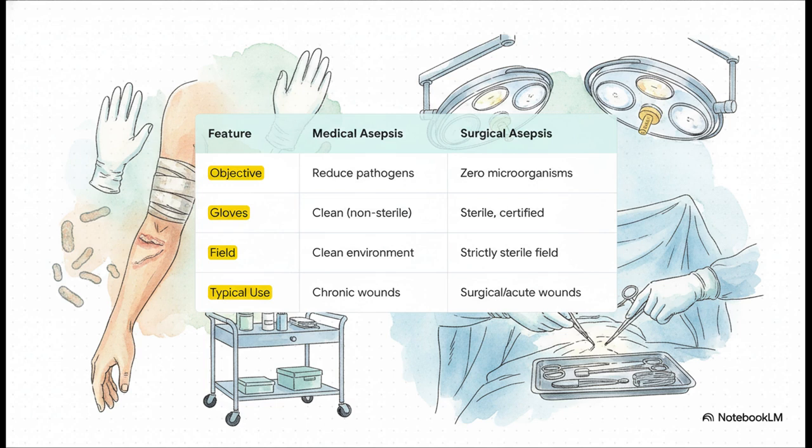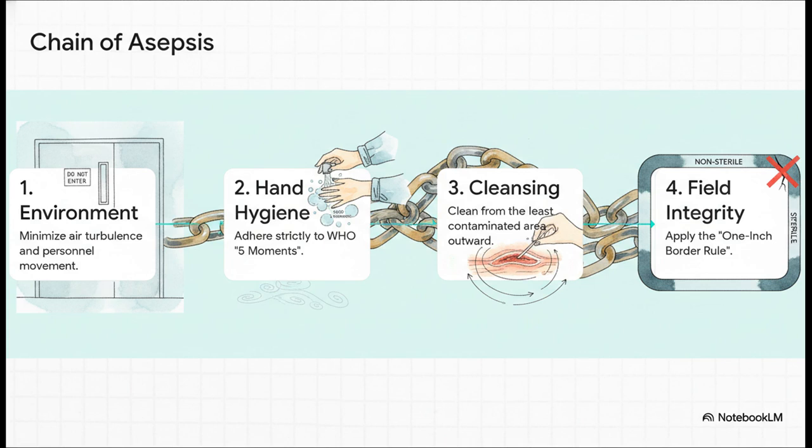For something like a chronic wound, your goal might be to simply reduce the number of pathogens, using clean gloves in a generally clean area. But for surgery or a fresh acute wound, the objective is absolute, zero microorganisms. That means certified sterile gloves and a strictly controlled sterile field. The key takeaway here is that you, the practitioner, have to use your clinical judgment to choose the right tool for the job. And no matter which type you're using, the process has to follow this exact linear sequence.